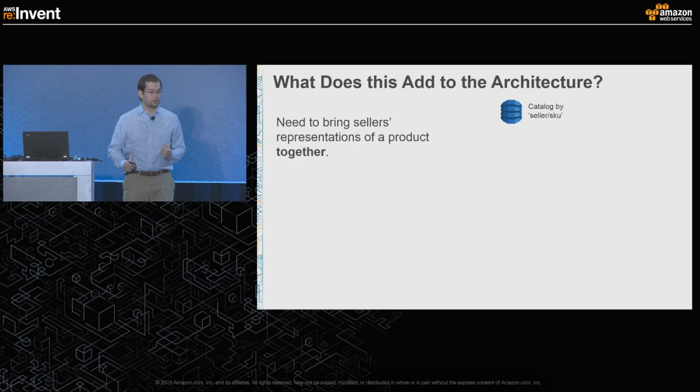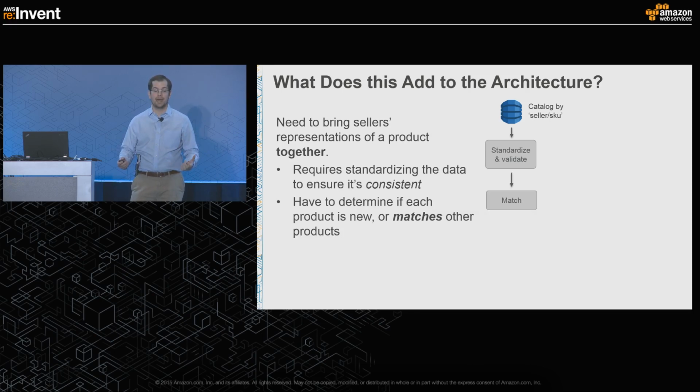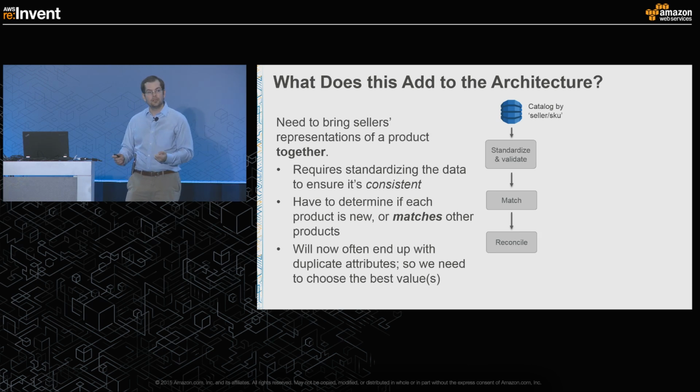So whilst indeed each seller has their own catalog, we need to bring that information together. So we need to, first of all, standardize the information and validate it. The important thing behind standardization is that in order to bring things together, we need to match them, and if we don't have standardized values, it'll be difficult to match them. We're going to match them and say, OK, you appear to be talking about this particular Nike product.